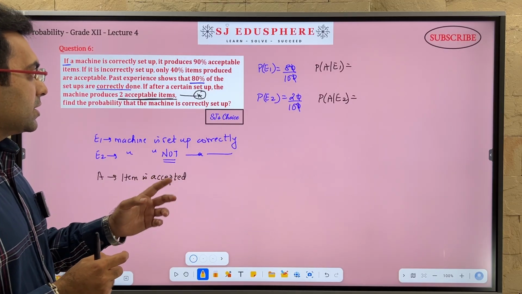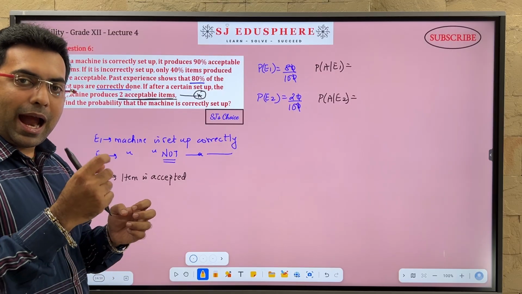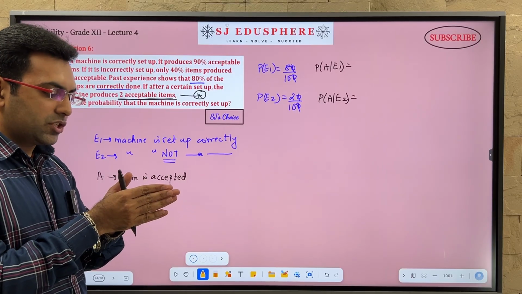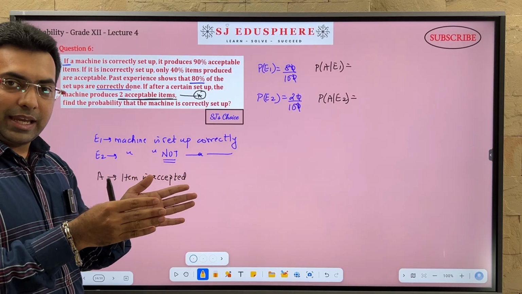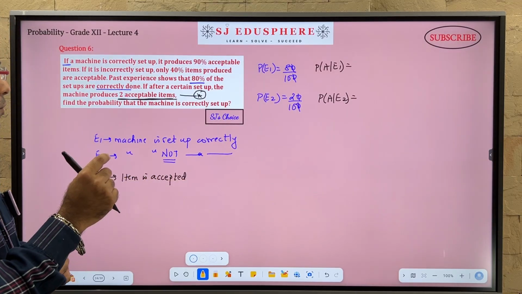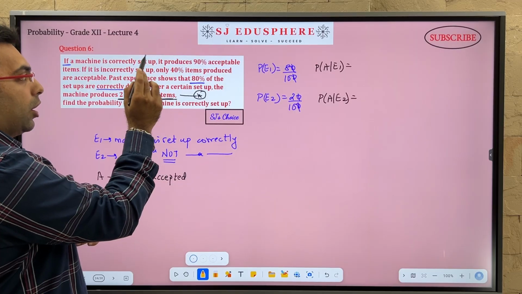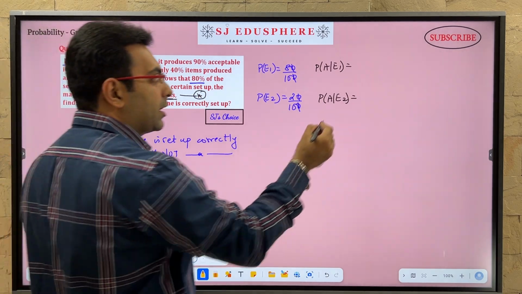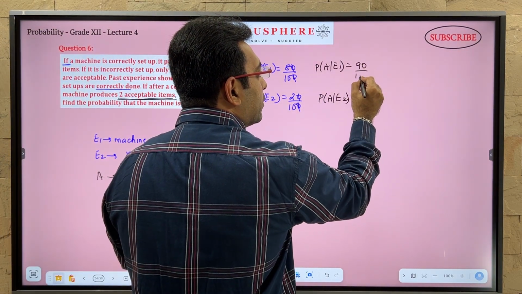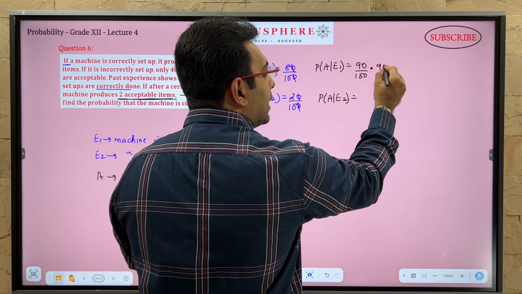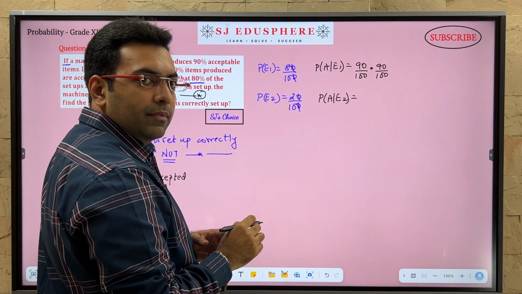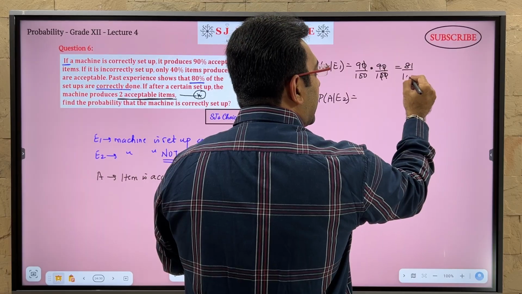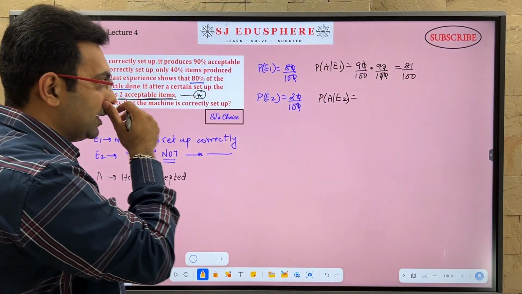So, my question says you are selecting one item and then you're selecting the other item. This is an example of two selections happening, one after the other. Okay. So, two items are selected. Probability of it being acceptable is 90% if the setup is correct. So this will be 90% for the first item and 90% for the second item. That leaves me with cancelling the 0, 81 by 100. This is your key step.